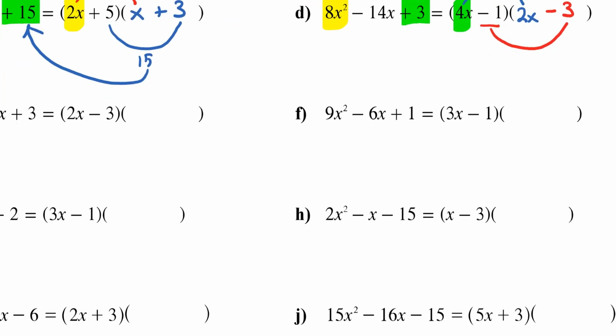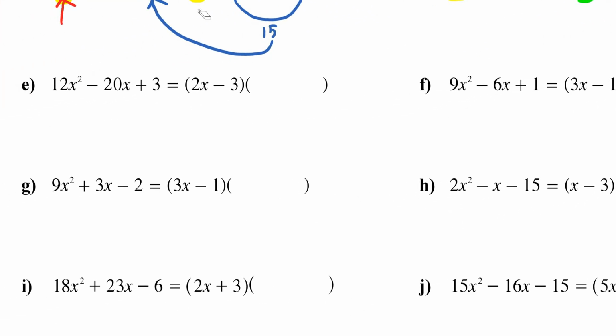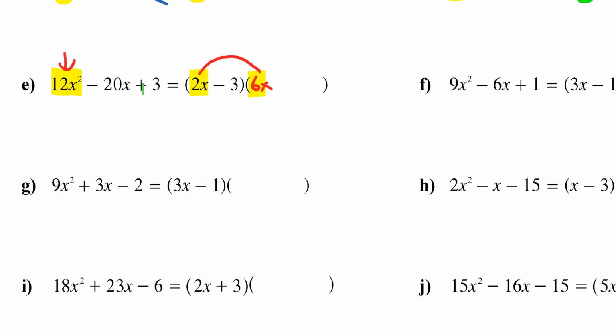Okay, let's move on to letter E now. Okay, so I got a 12x, and there's a 2x, and a blank there. So 2x times what will give me a 12x squared? Well, that's going to be a 6x. And then my last term here is a 3. So negative 3 times what will give me positive 3? Well, that's going to be a negative 1. So 6x minus 1 goes in the blank.